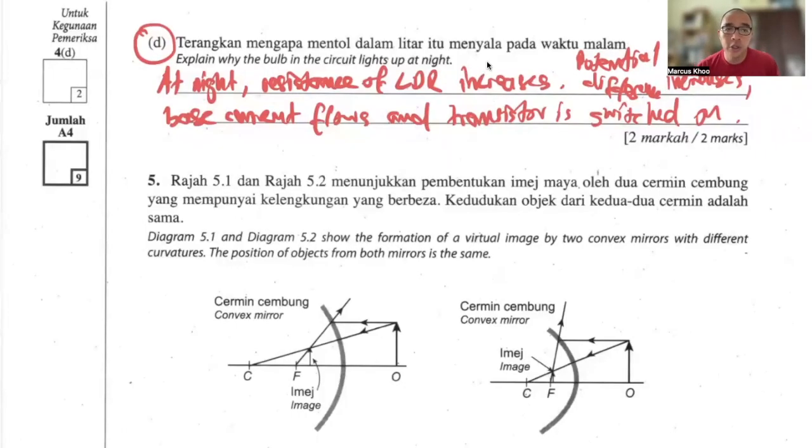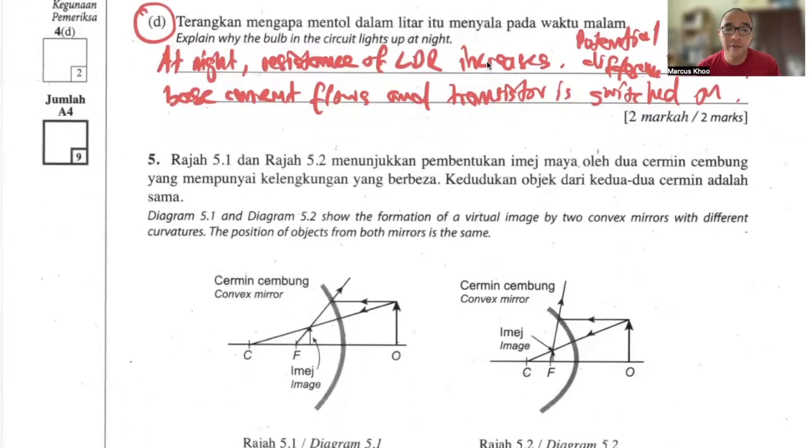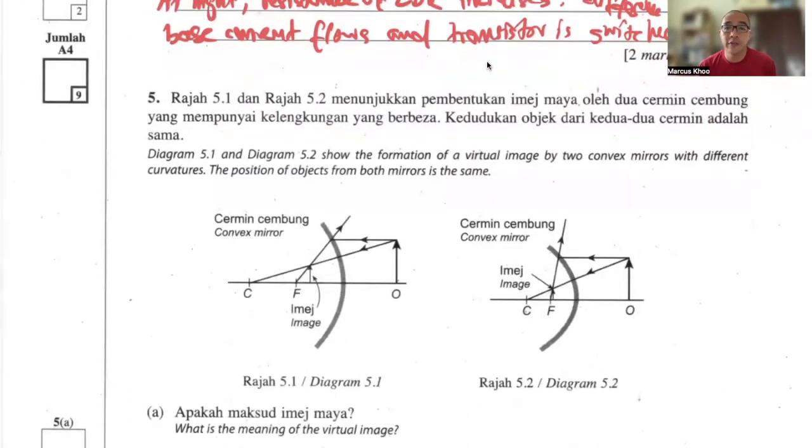Okay, let's continue on to question number 5. Diagram 5.1 and 5.2 show the formation of a virtual image by two convex mirrors, two convex mirrors with different curvatures. Now, the position of the object from both mirrors is the same. The object is at the same place, except that you're using two different mirrors with two different focal lengths.